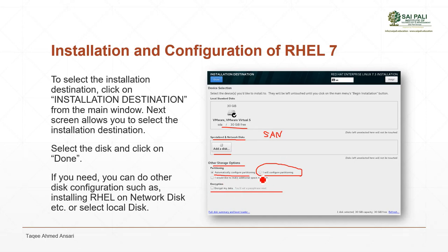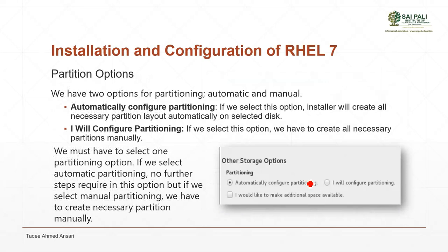Okay, so here what you want you can select. Now this time I will select what I will configure, and I will show you how we can configure the partitions. Now after selecting this, you press the done button here. Now when you press done, then it will ask here, and you can see here what it is saying.